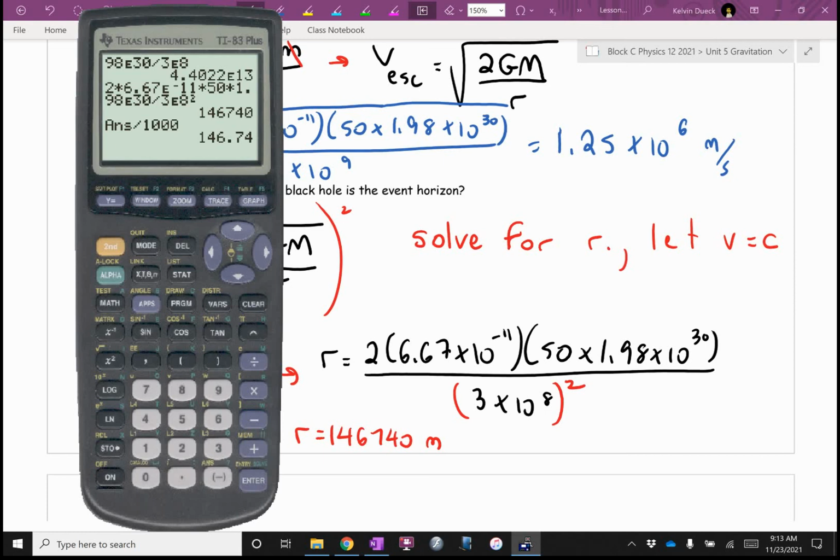Very dense. That's what makes black holes black holes. It's not their mass, it's their density. It's how small an area you cram their mass into.